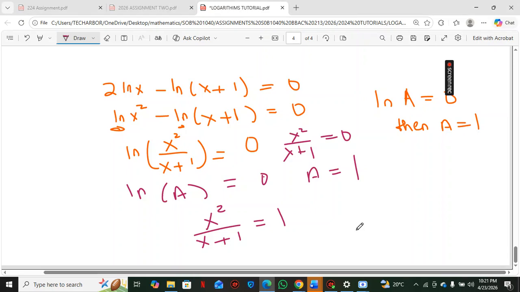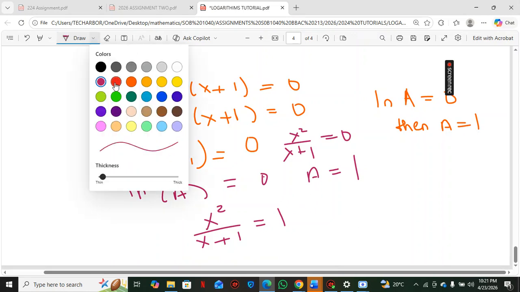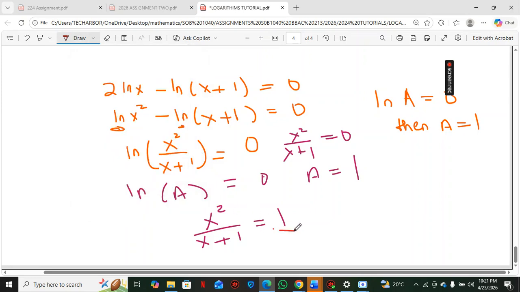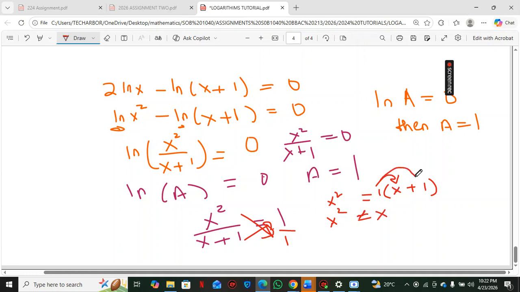Then we now can solve for x. In order to solve for x, we're going to have to cross multiply. Think of this as 1 over 1. So x squared times 1, you get x squared. 1 times x plus 1, you're going to get 1 times x plus 1. And we're going to say x squared equals 1 times x, that gives us x, and 1 times 1, that is 1. So we have x plus 1 here.